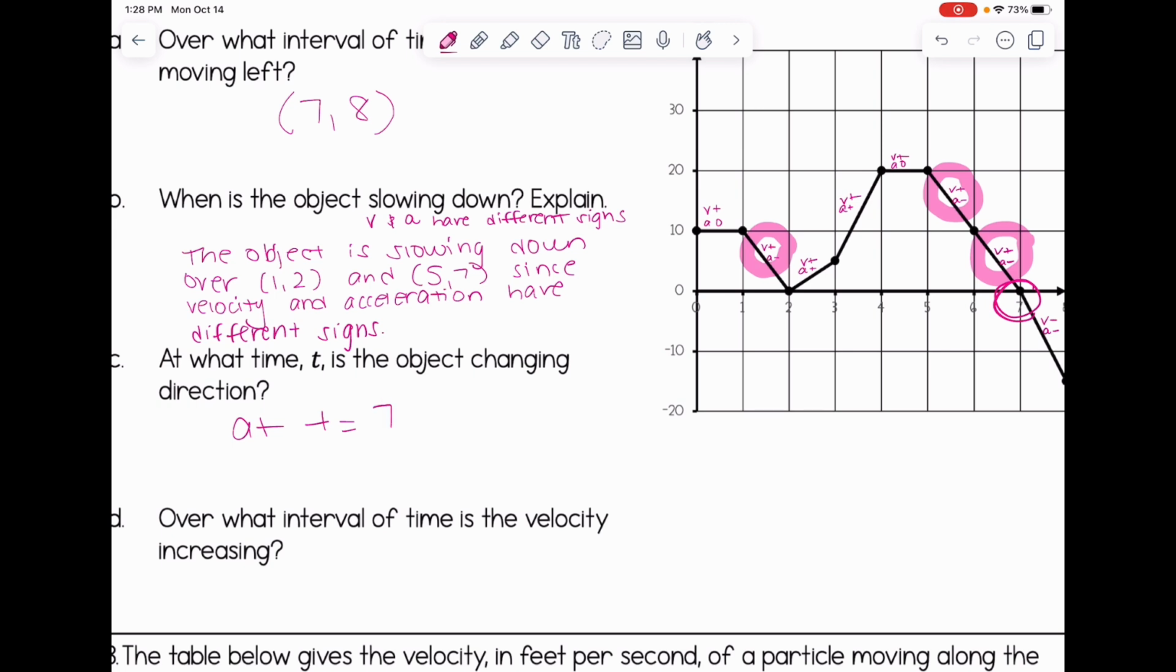And D, we've already somewhat addressed, but it says over what interval of time is the velocity increasing? That basically means our acceleration should be positive. Since acceleration is the derivative of velocity, we're looking for the intervals where we have positive acceleration. So we already have those notes on our graph. So I see here acceleration is positive, and that interval is going to be my answer. So that's between 2 and 4.